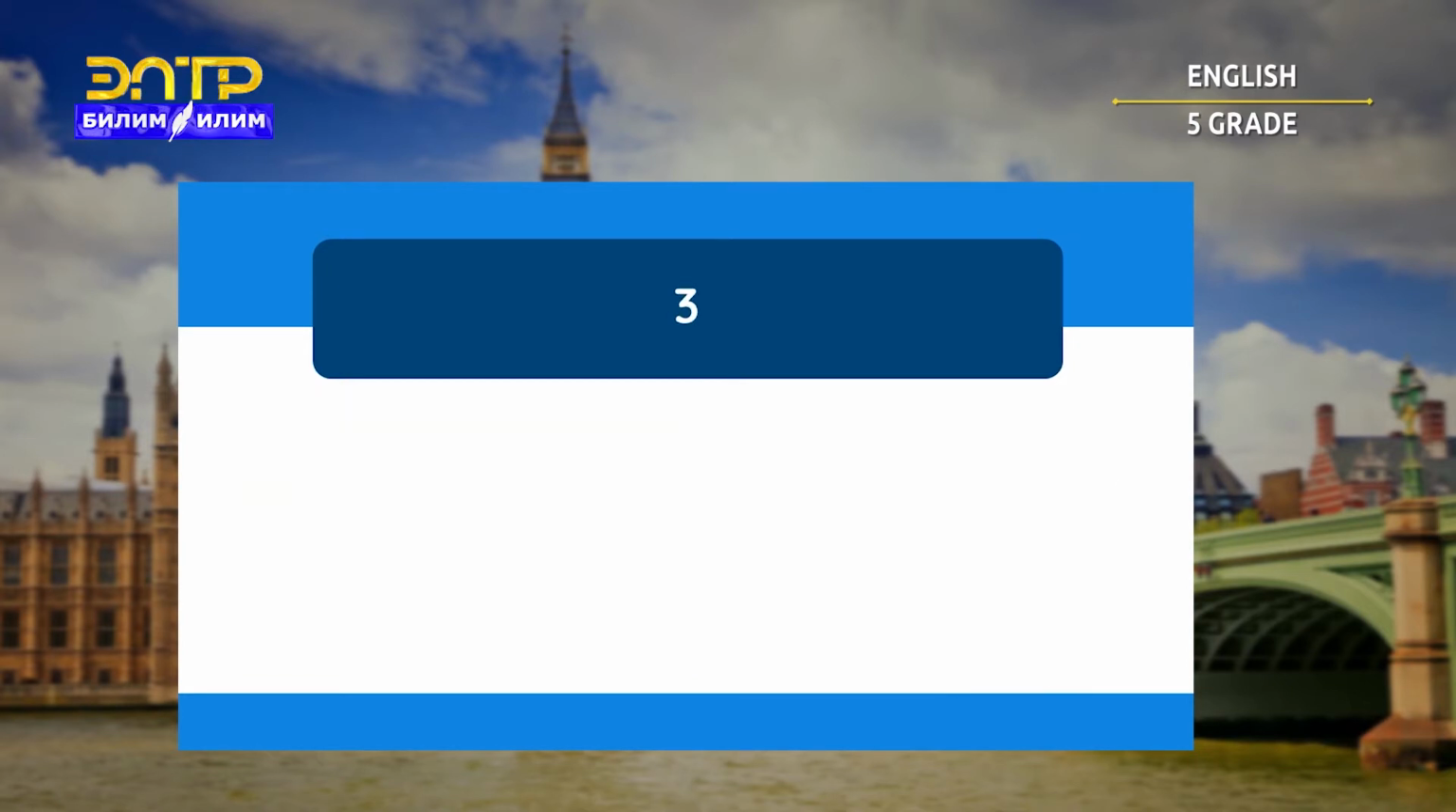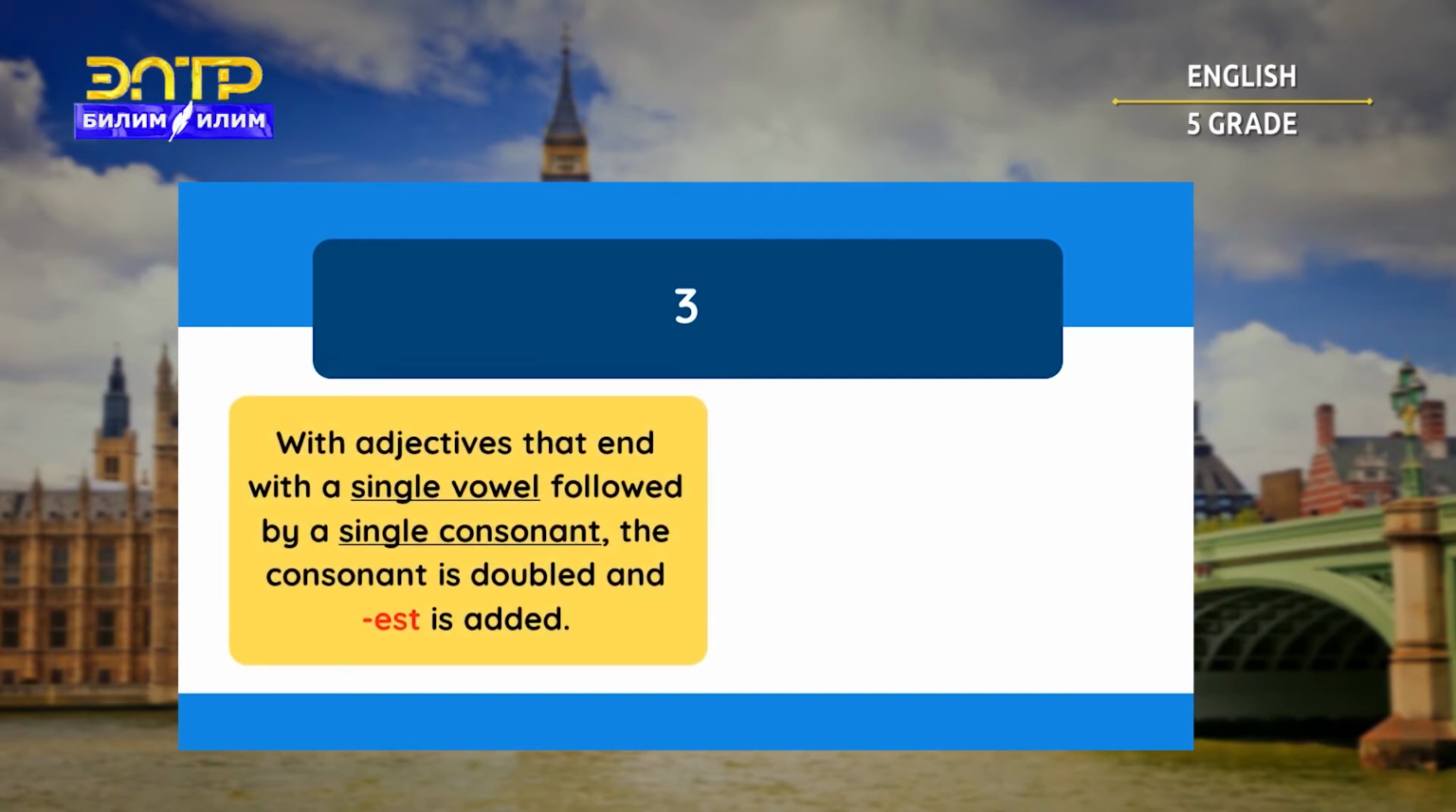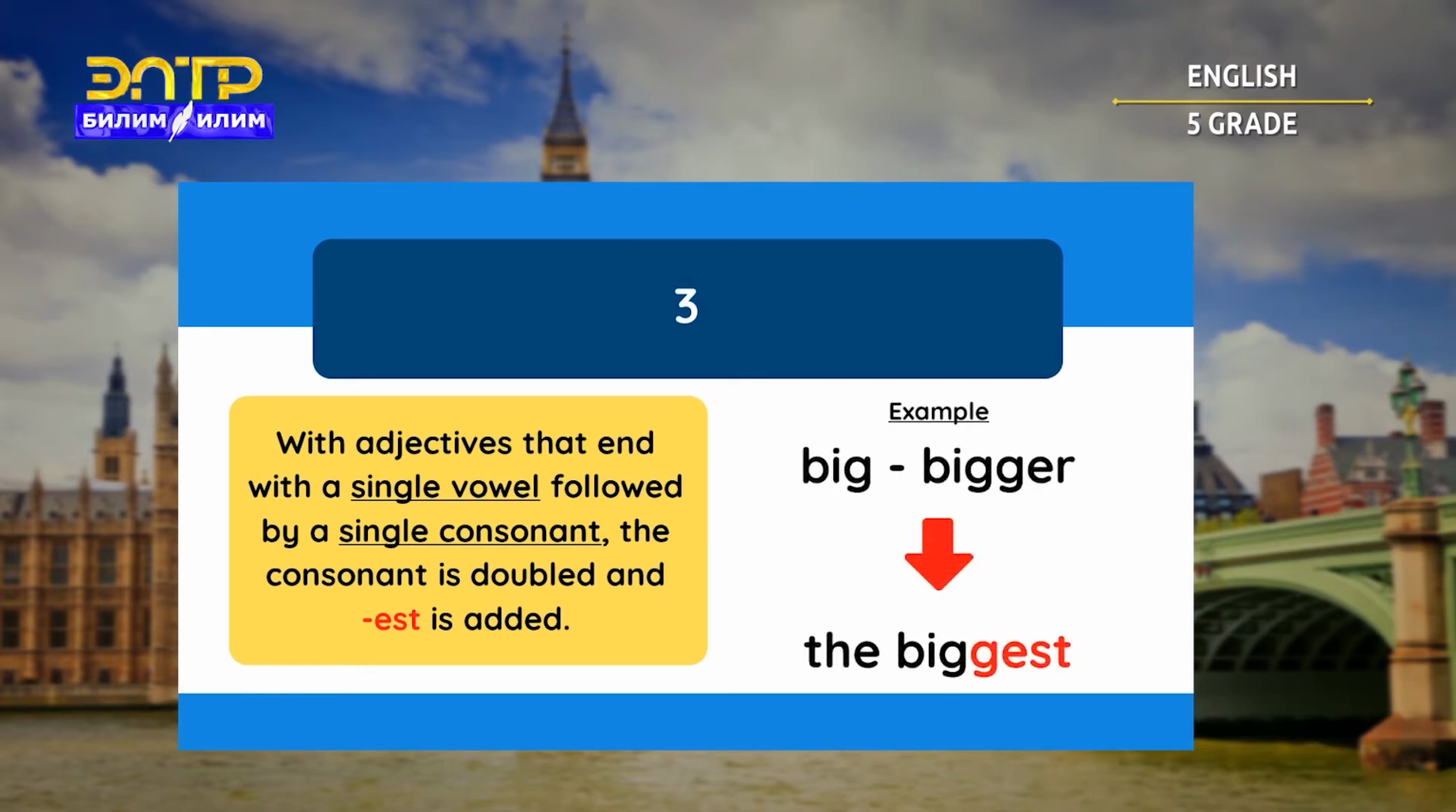With adjectives that end with a single vowel followed by a single consonant, the consonant is doubled and est is added. It was the third rule of making superlative adjectives. Let's see the example. For example, the adjective big. A single vowel is followed by a single consonant, but here we have to double the consonant to make the superlative or comparative form of the adjective. So we have big, bigger, and the superlative form is the biggest.